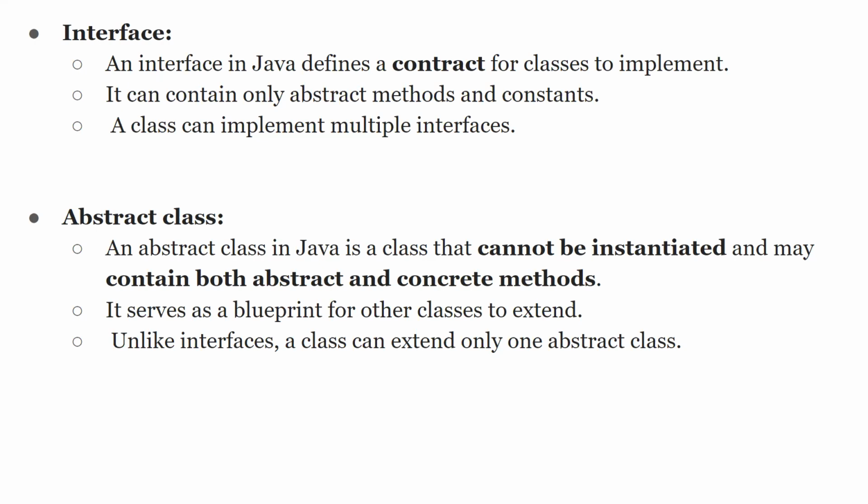So it serves as a blueprint for other classes to extend. If you need an object from this class, it needs to be extended. Otherwise, it will not be instantiated. We cannot create an object from this abstract class. Unlike interfaces, a class can extend only one abstract class. As I told you before, we can extend only one class, no matter whether it is abstract or not.